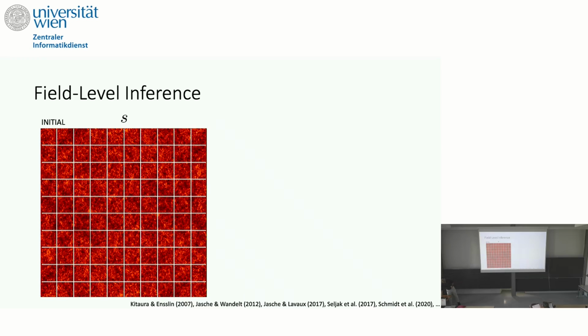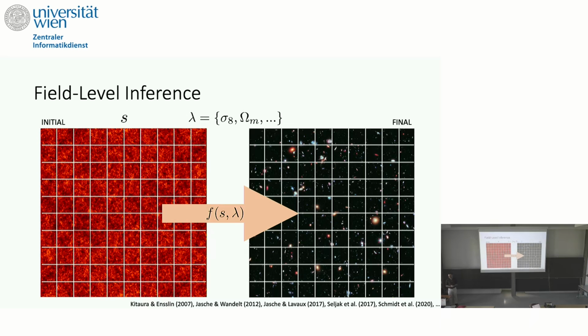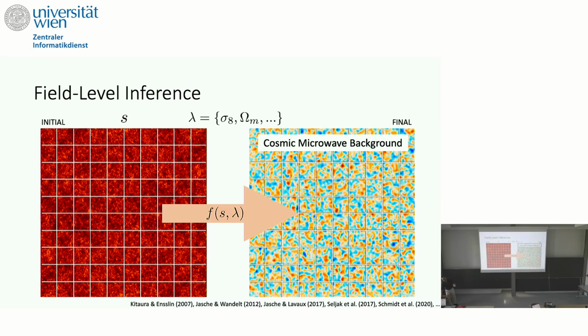You then have some forward model, which takes these initial modes, S, so the forward model is F, and the cosmological parameters sigma 8 and omega m, and it gives you the final field. So it could be galaxies, could be weak lensing, could be the CMB.